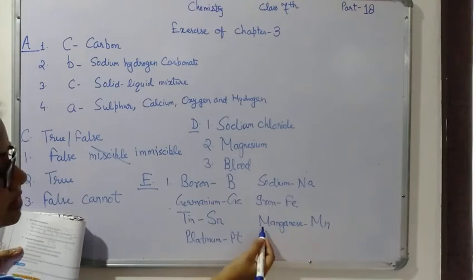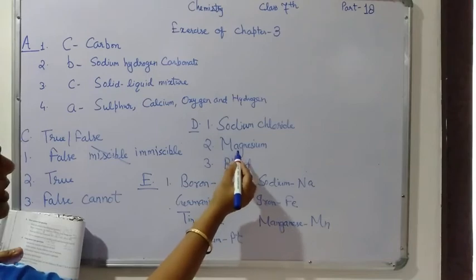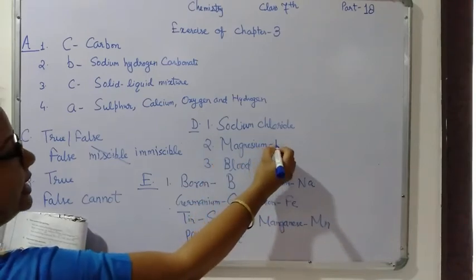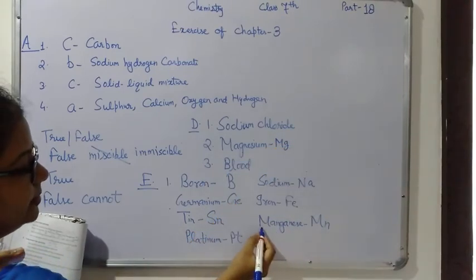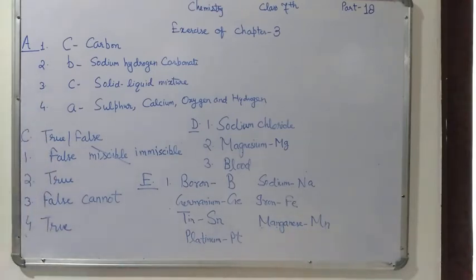Now see the difference between magnesium and manganese. In manganese, the first two letters are Ma, and in magnesium also the first two letters are Ma. So that is why the symbol of magnesium is M and the third letter is G, and the symbol of manganese is M, the first letter, and the third letter is N. So this is your first answer of short answers type question.